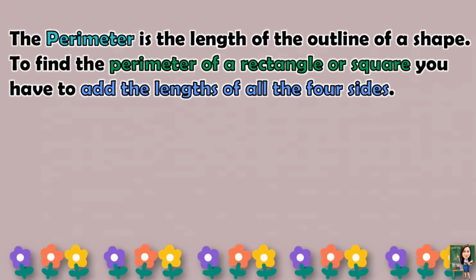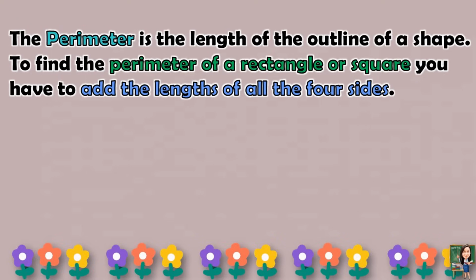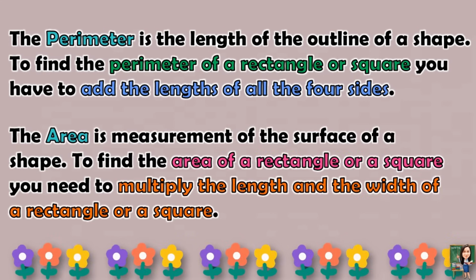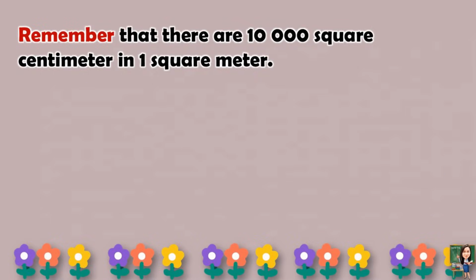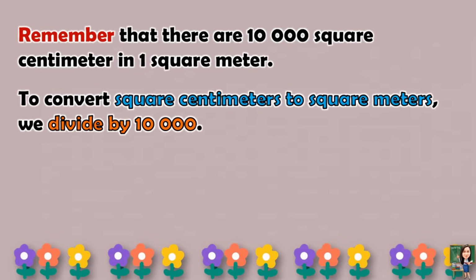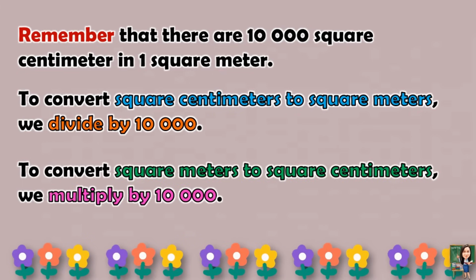To find the perimeter of a rectangle or square, you have to add the lengths of all the 4 sides, while the area is the measurement of the surface of a shape. To find the area of a rectangle or a square, you need to multiply the length and the width. Remember that there are 10,000 square centimeters in 1 square meter. To convert square centimeters to square meters, we divide by 10,000. To convert square meters to square centimeters, we multiply by 10,000.